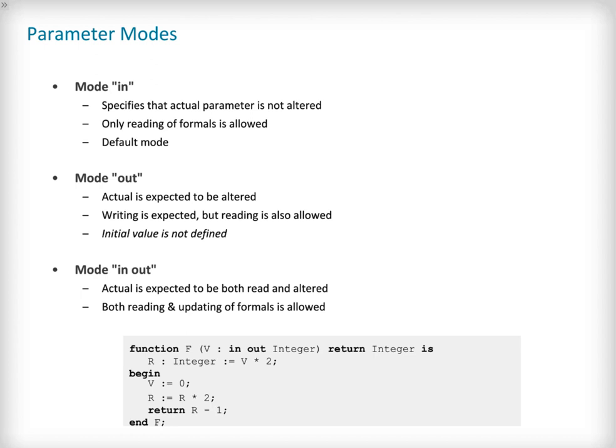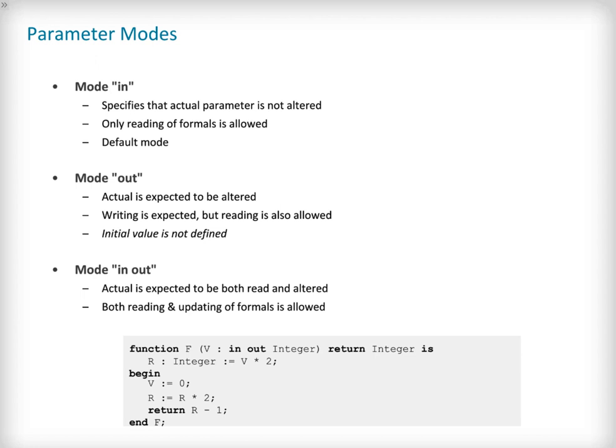Out is a result. So it is expected that the subprogram modifies the value of the parameter. As a matter of fact, it's even more than that. It is expected that the subprogram initializes the value of the parameter. A common Ada programming mistake is to forget to do this initialization and to return an uninitialized value to the caller.